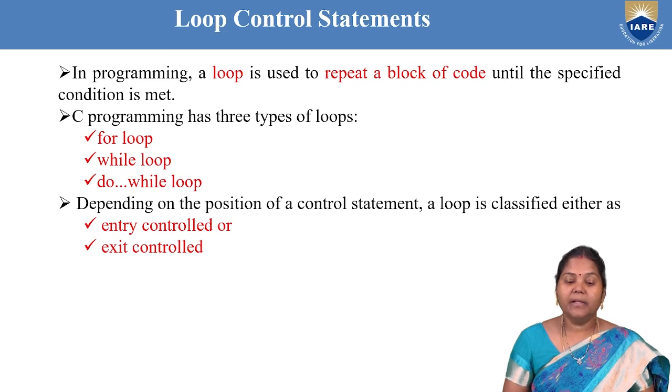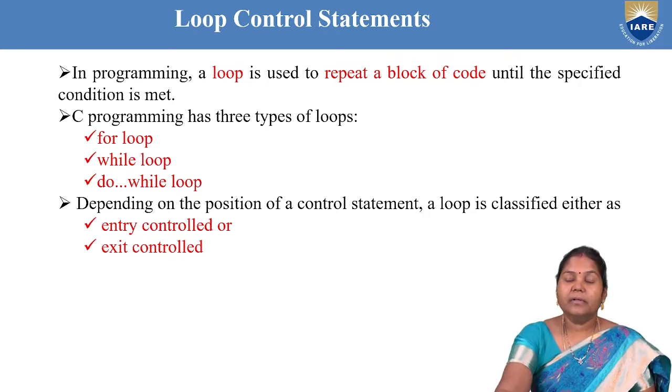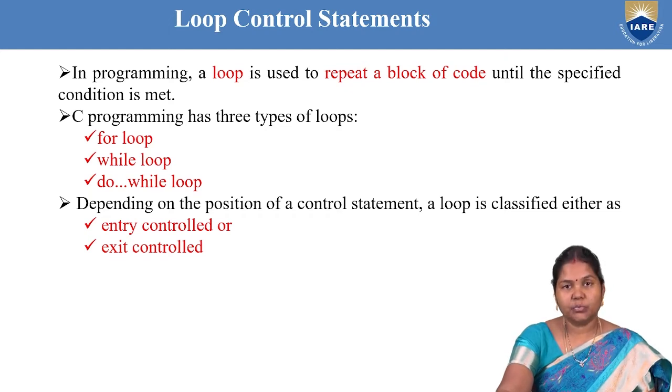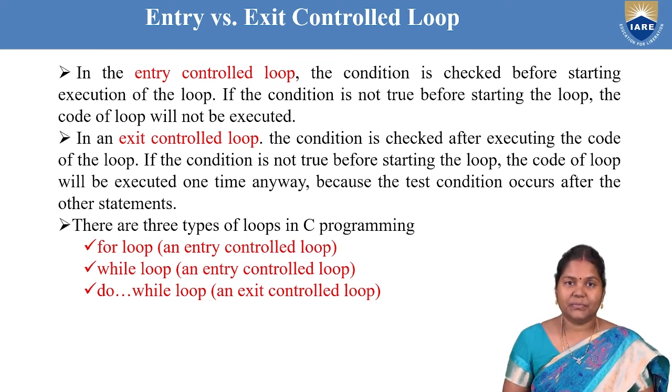Depending on the position of the control statement, a loop can be classified into entry control loops and exit control loops. Whenever you want to enter into a loop, if the entry condition is true, then the loop will be executed. The for loop and the while loop come under entry control loops, whereas the do while loop comes under the exit control loop.